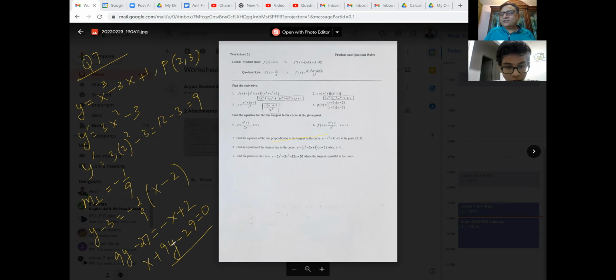Do you have the confidence now to do them all? You can definitely do them, right? So I left question number 8 for you to try. It'll be good if you try it on your own. Find the equation of the tangent line to the curve. We can apply the product rule when x equals 1. Good job. So do that on your own, and then we'll continue from here in the next class.